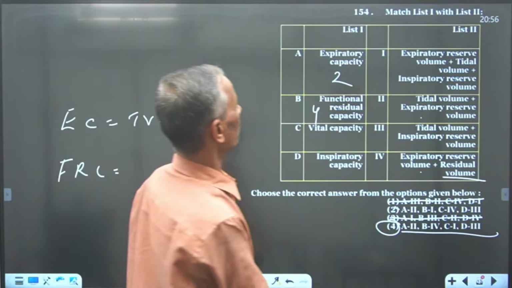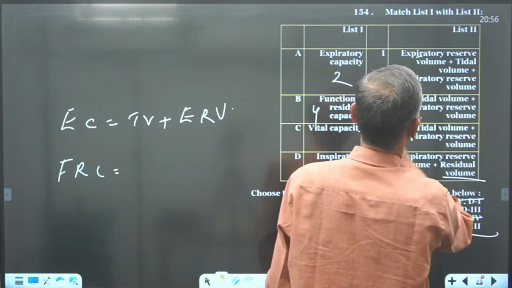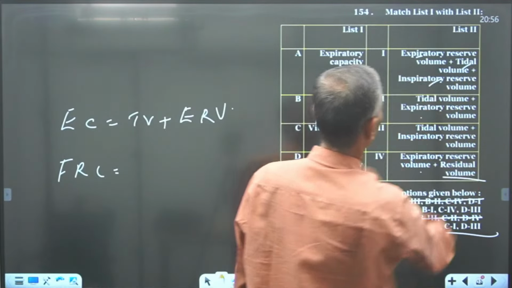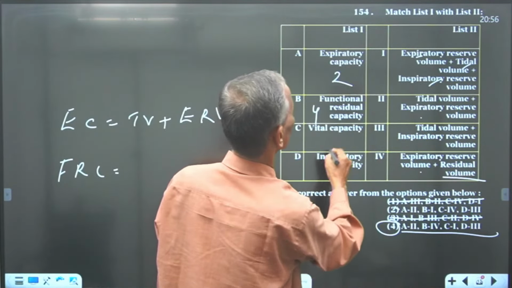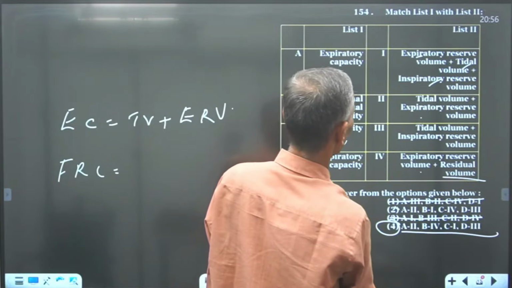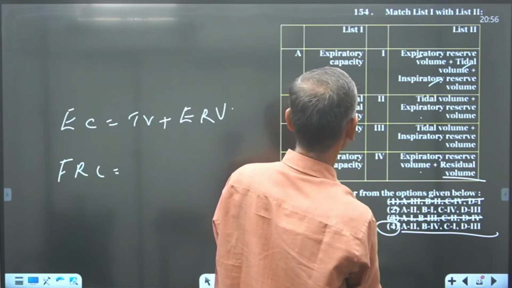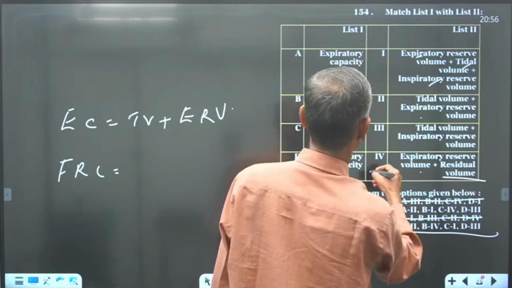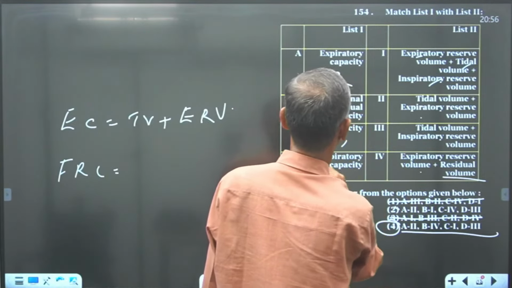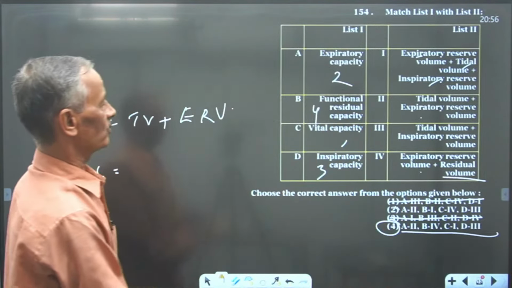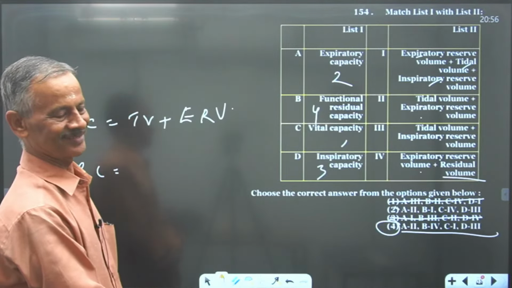Then vital capacity: expiratory reserve volume, tidal volume, inspiratory reserve volume. Expiratory capacity: tidal volume plus inspiratory reserve volume. So the answer goes to 4. Clear?